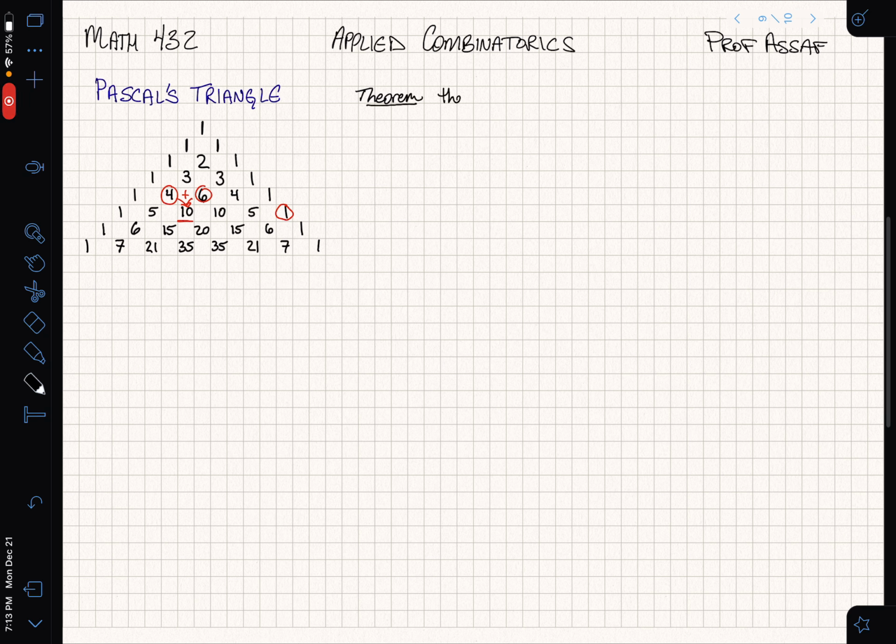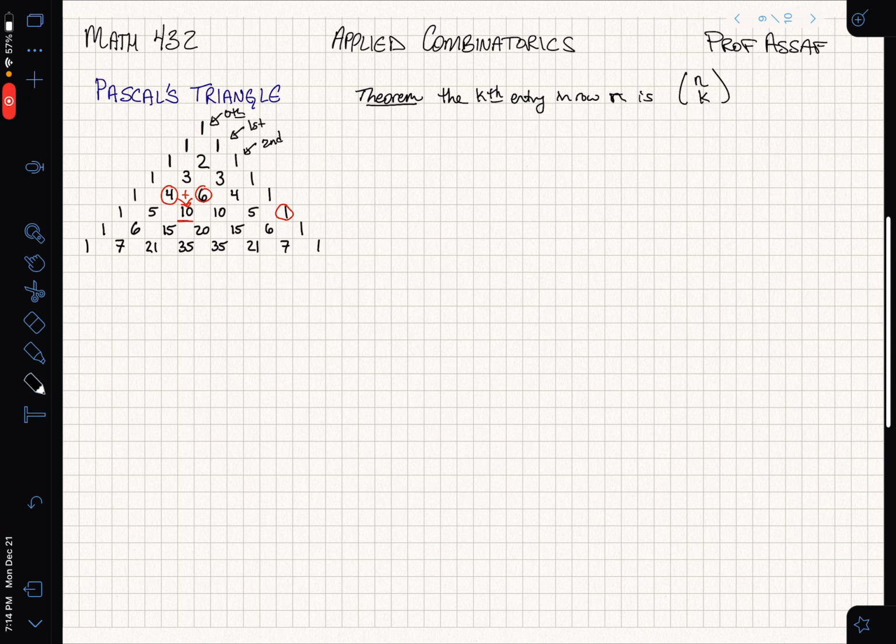which is the kth entry in row n of Pascal's triangle is the binomial coefficient n choose k. So for this to work out, we need to count this as the 0th row. This is the 0th entry, this is the first entry, this is the second entry. So you can see here that this number 6 is the second entry in the 4th row, which is good because 4 choose 2 is 6.